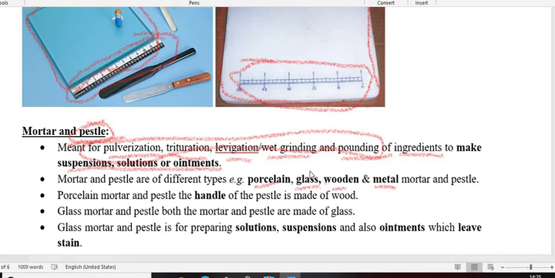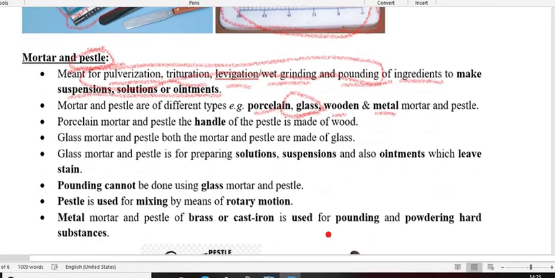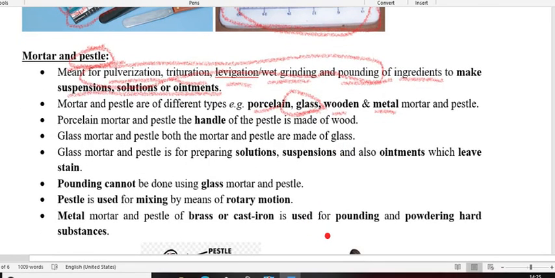Glass is usually used for materials and chemicals that produce staining. A staining substance should be prepared with the help of glass, because glass is not easily stained. That is why we prepare staining substances in glass.